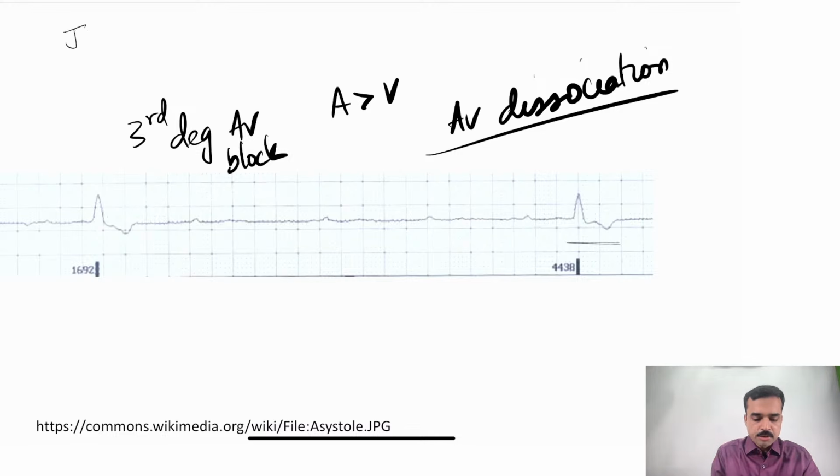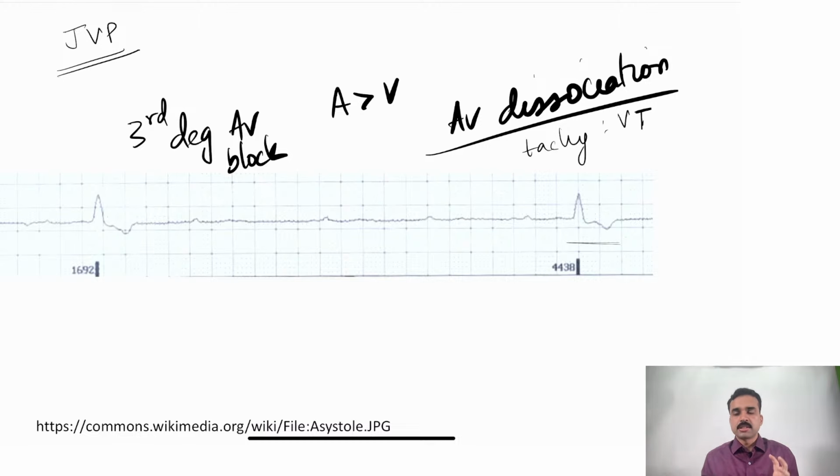What is the JVP sign you see in third degree AV block? So AV dissociation is not exclusive to heart block. If the patient is having bradycardia with AV dissociation, think of third degree AV block. If the patient is having tachycardia with AV dissociation, then you think of ventricular tachycardia. In ventricular tachycardia there is also going to be AV dissociation, but in that case it's the ventricles that have gone rogue. They are acting when they're not supposed to, so they are contracting at a high speed. So the ventricular rate would be greater than the atrial rate, whereas in third degree AV block, the atrial rate would be greater than the ventricular rate, because the AV node is blocked.